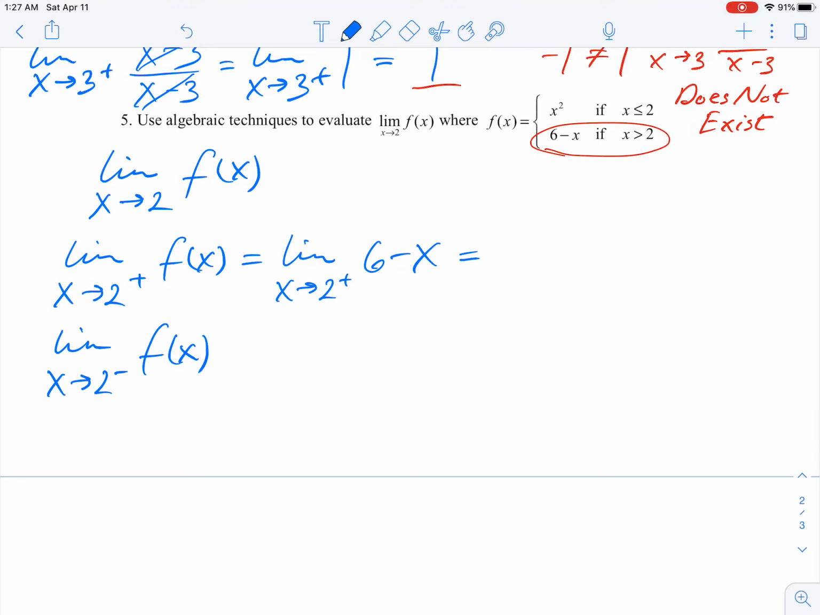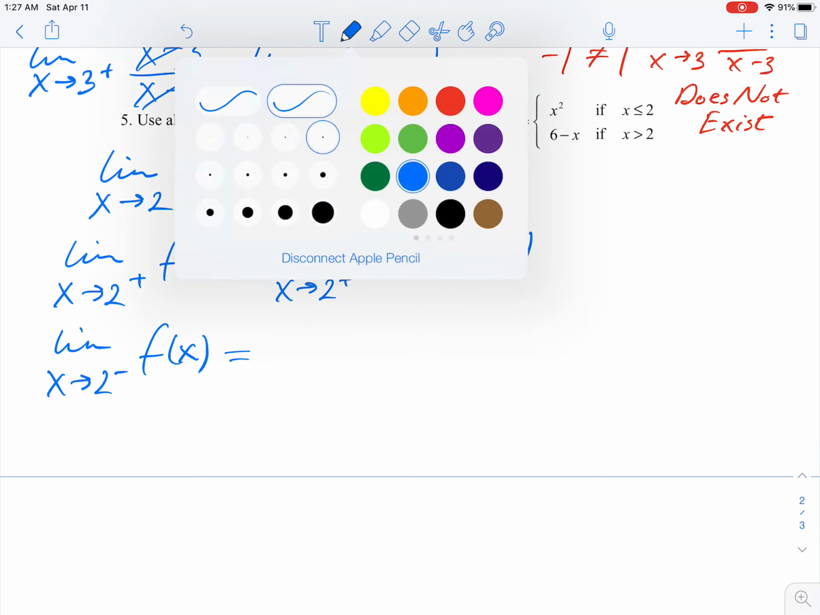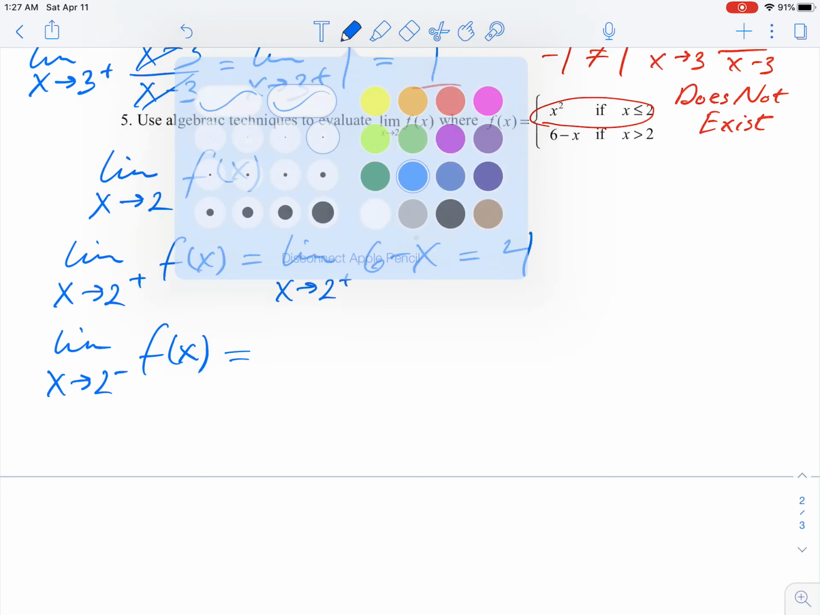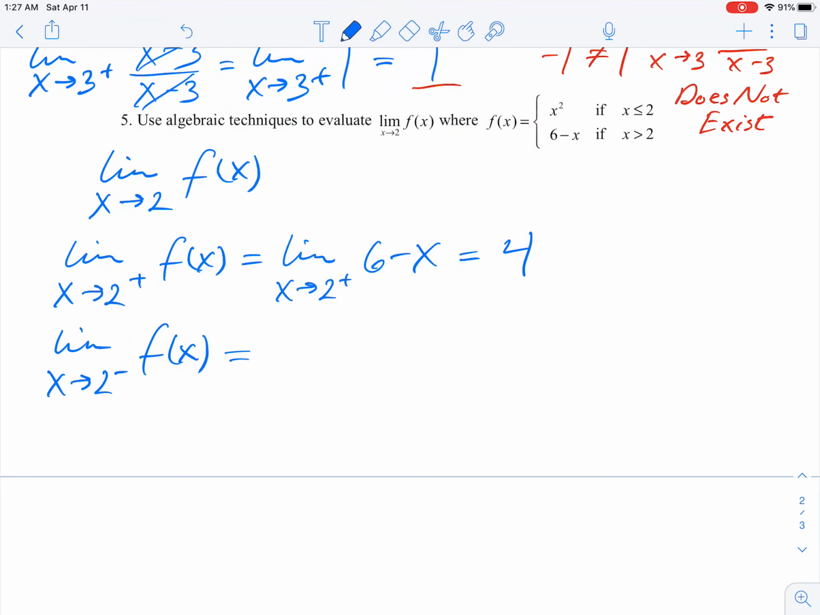which presents no difficulties with evaluation. We can plug in the 2 just fine. That gives us 4. Great. Now, for the other half, the limit as x approaches 2 from the left, that would be this piece. So we'll have the limit as x approaches 2 from the left, we're going to plug in and say that's x squared. Again, can be easily evaluated. Again, is equal to 4.